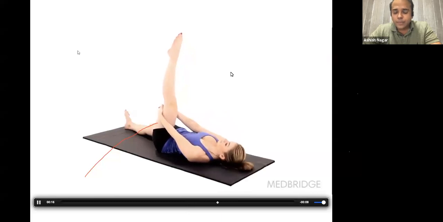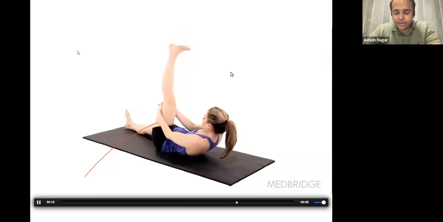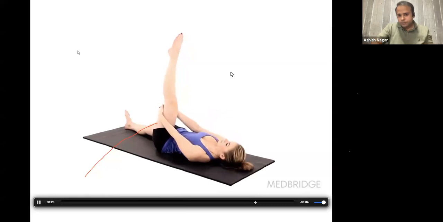And this is an example of slider technique for sciatic nerve in general. Now, you can always add a tibial component or a common peroneal or a sural component within that sliders technique.